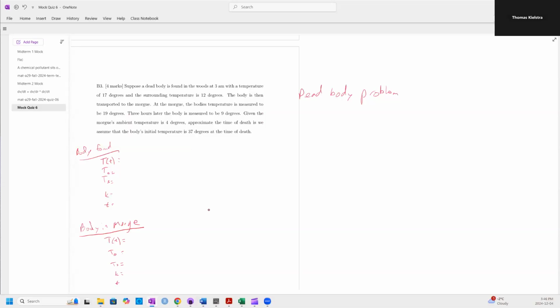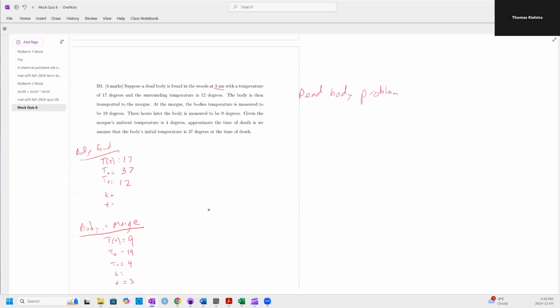Now, the dead body was found in the woods at 3 a.m. We'll come back to that, with a temperature of 17 degrees. The surrounding temperature was 12 degrees. The body is then transported to the morgue. At the morgue, the body's temperature is measured to be 19 degrees. The original temperature is 19, so it actually goes up, but that's fine. 3 hours later, time equals 3, the body's measured to be 9 degrees. Given the morgue's temperature, the ambient temperature is 4 degrees. Approximate the time of death, assuming the initial temperature is 37 degrees at death.